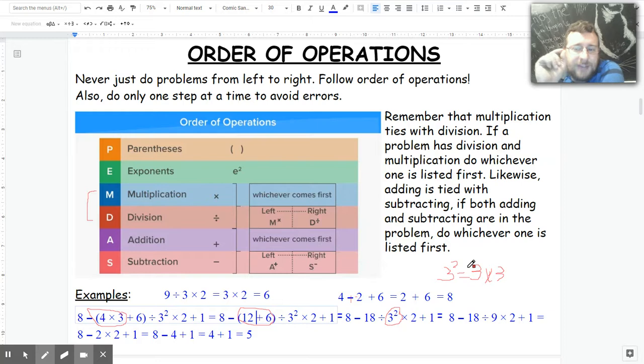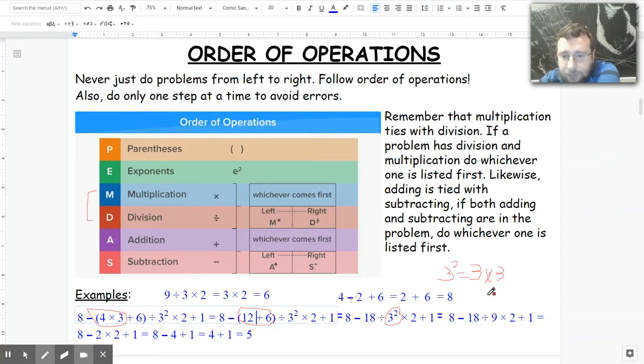It's not 3 times 2. That's not what the exponent means, all right? But we're not going to see a lot of exponents in 7th grade, by the way. I'm just putting it there to make a really tough problem so as to break it down. All right, so you can see I copy everything else down, 8 minus 18 divided by 9. I resolve that step. Times 2 plus 1. Copy everything that you don't work on. Only change one thing per step.